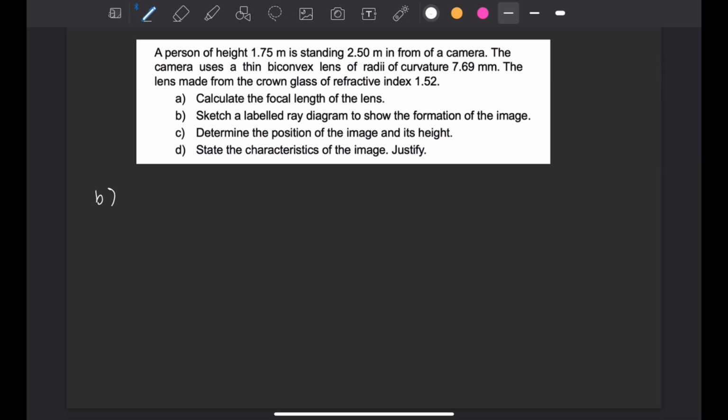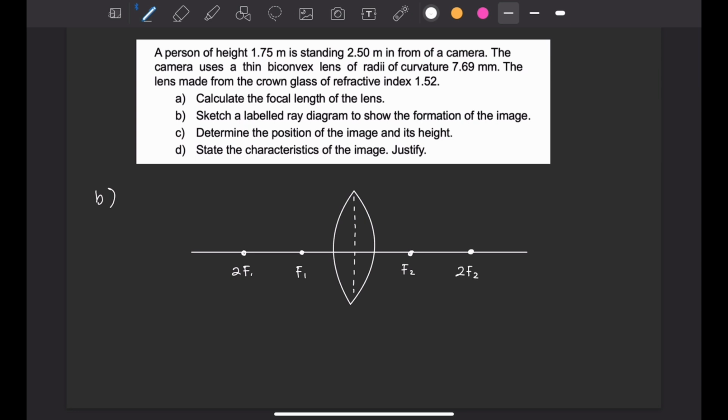And for B, sketch a labelled diagram, ray diagram, to show the formation of the image. So first thing first, we draw the convex lens and the center. Next is the optical axis. And then we need to determine where is the focal point 1 and then twice the amount of focal point. Draw this first and then look where is our object. So our focal point is 7.39 and our object is 2.5.